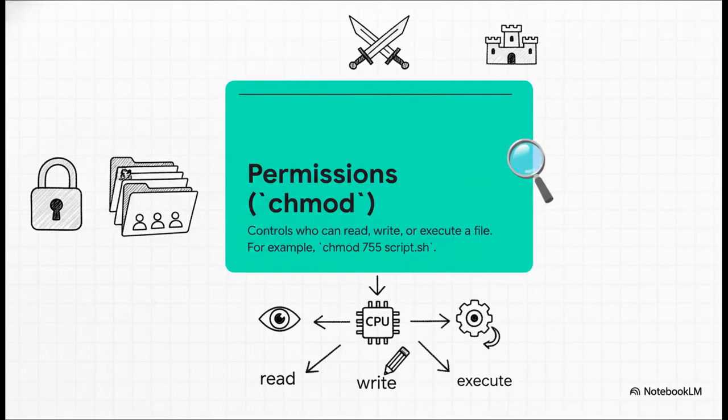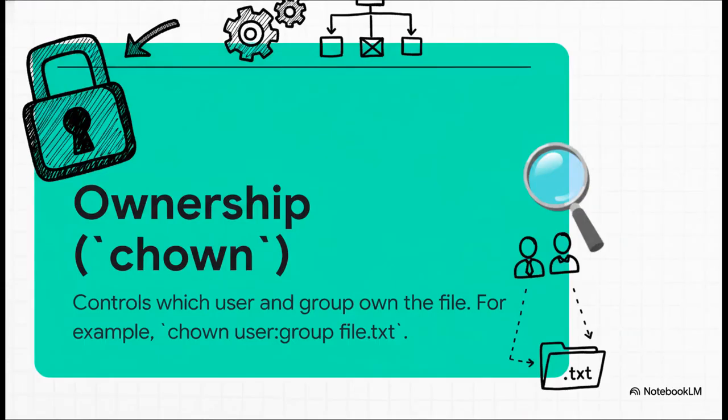Now, managing files isn't just about how much space they take up. It's also, and maybe more importantly, about security and access. That's where chmod comes in. This command is your tool for setting permissions. It controls who can read a file, who can write to it, and who can execute it, run it like a script. This is absolutely fundamental for locking down a Linux system. And permissions have a partner, ownership.